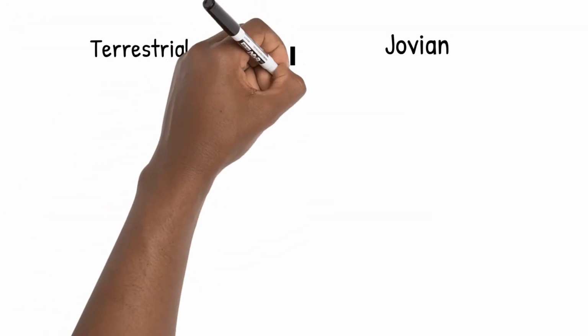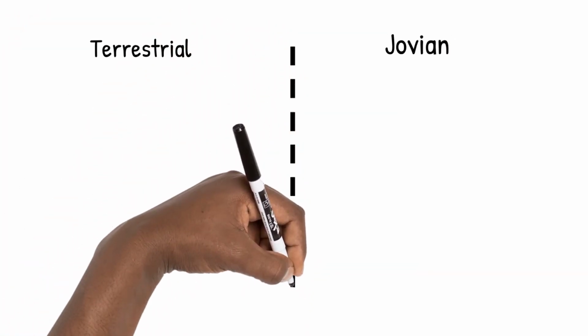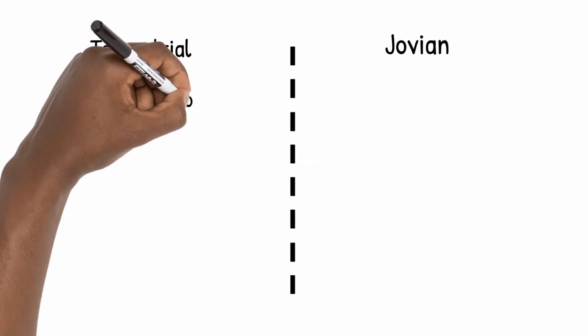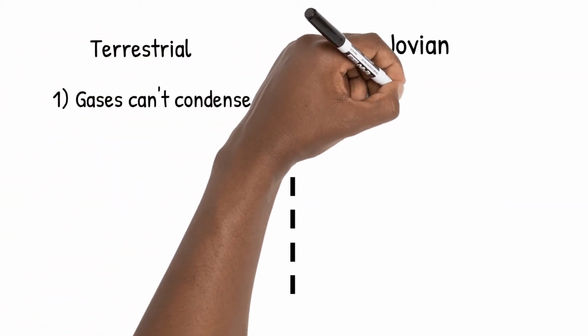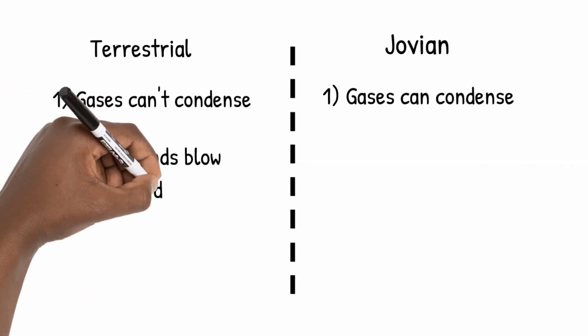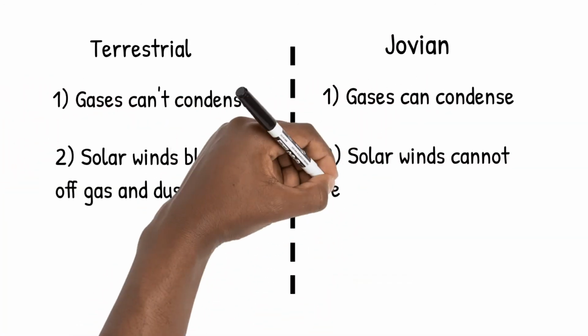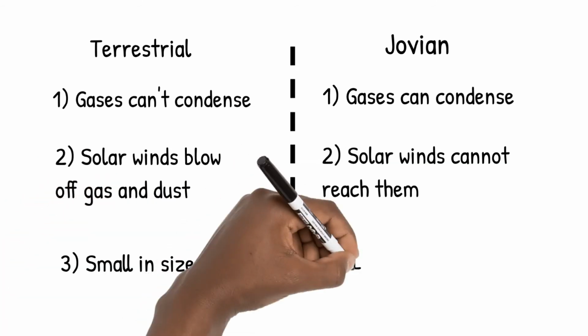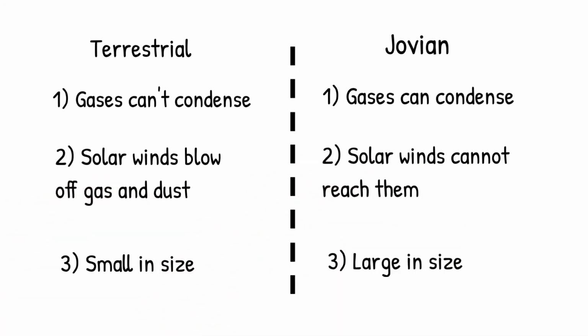What is the difference between terrestrial and Jovian? The gases couldn't condense for terrestrial planets as they were close to the sun and too warm. Solar wind blew off gas and dust from terrestrial planets. Terrestrial planets are smaller and their lesser gravity could not hold the gases.